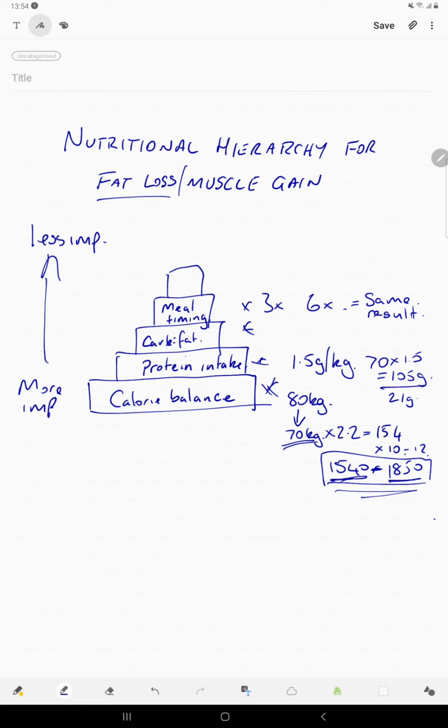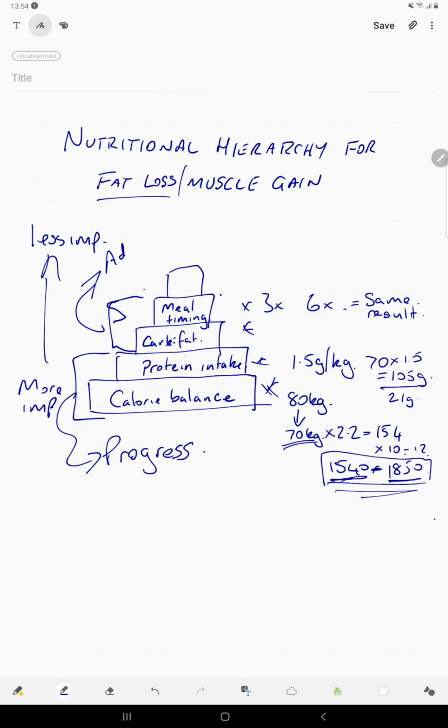Okay, so these two here are all about progress. These two here are adherence. Okay, so set these numbers up, use these to guide your choices, and make sure you can stick to it.